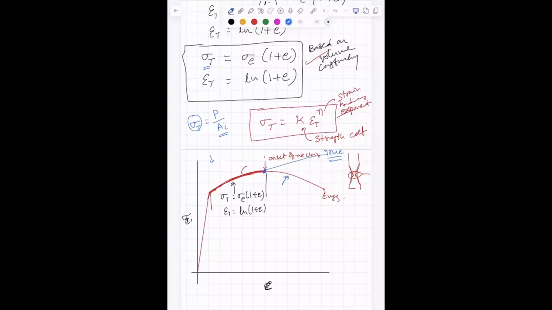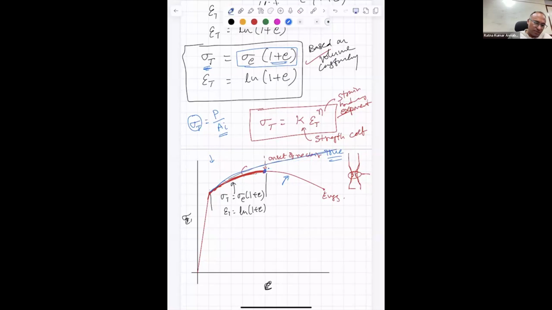And if you look at the true stress strain curve, the value of true stress will be greater than engineering stress, because it's 1 plus e. It cannot be the same as sigma e. So in this regime, it should be larger. That is how the true stress strain curve should look, because this is always greater than this one, for the same e if you are plotting.